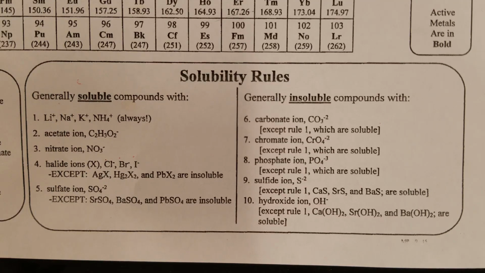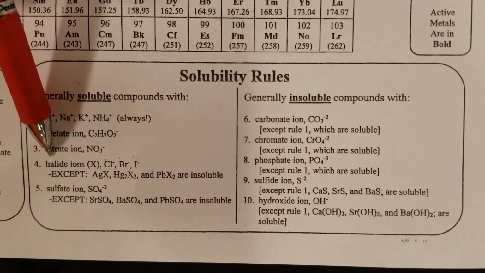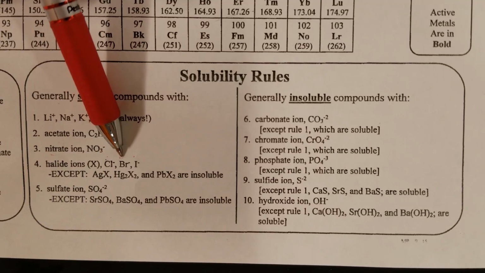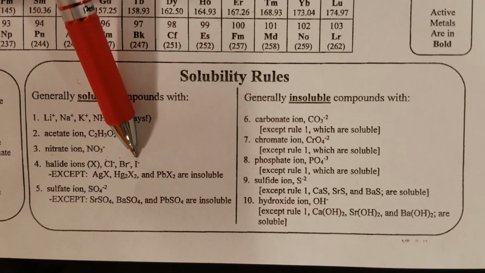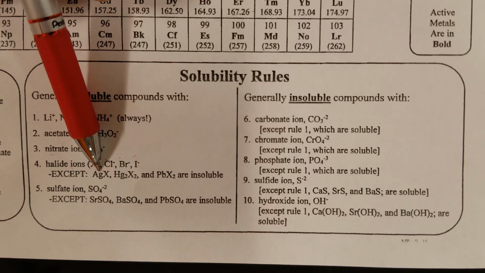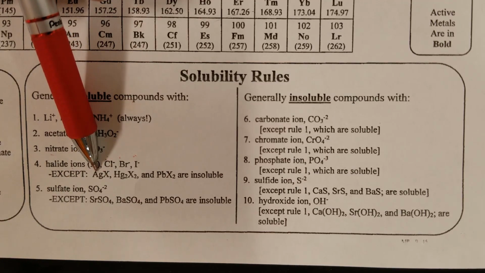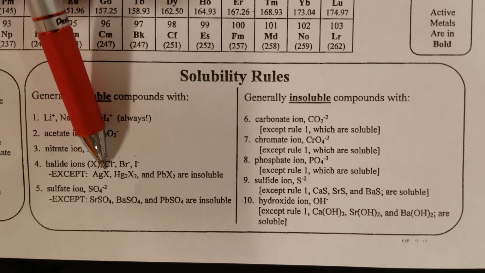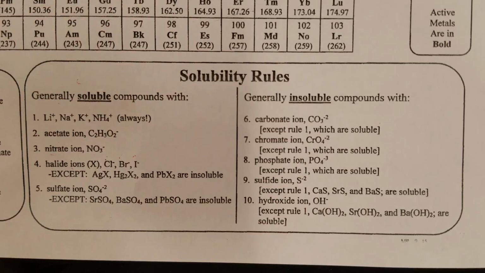How did I know the silver chloride was the solid? Well, this rule here. Anything with chloride, bromide, or iodide dissolves in water except a silver halide. So if this is silver chloride, or silver bromide, or silver iodide, then it does not dissolve. So the solubility rules can be used to judge whether a compound dissolves in water or not.